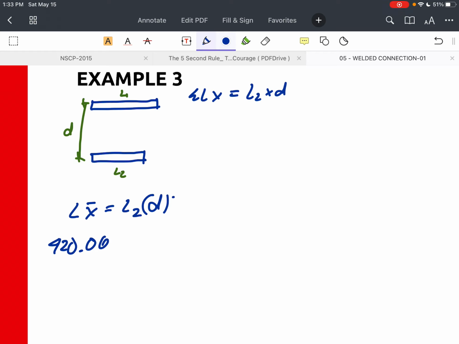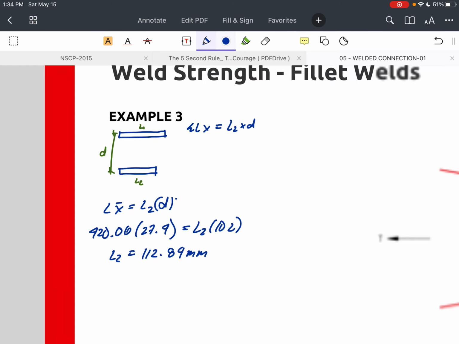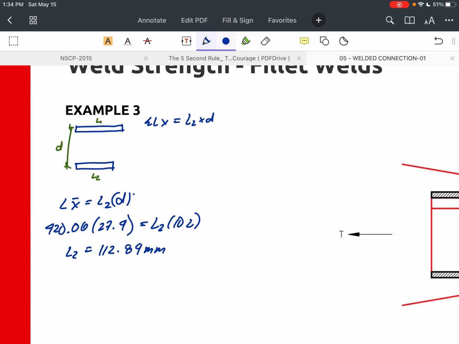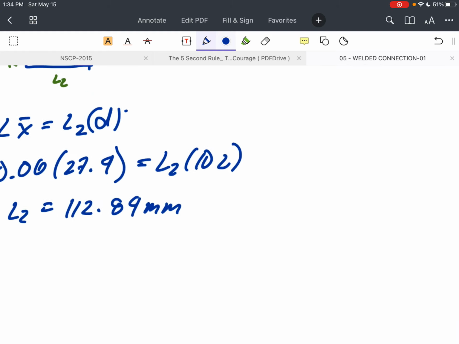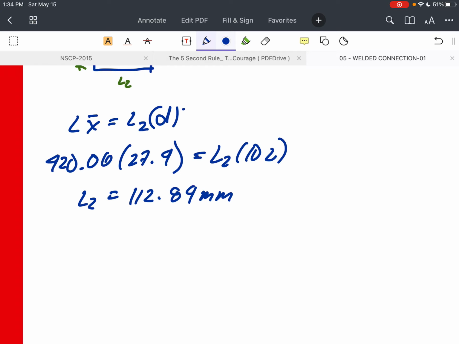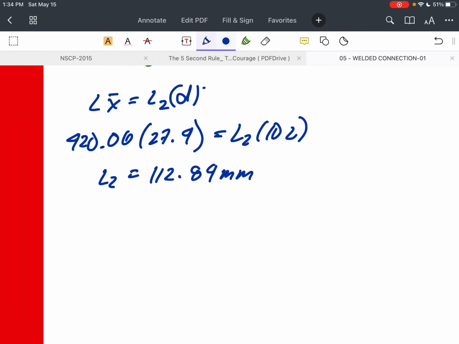And of course, meron tayong value nung X bar natin or yung centroid, di ba? Which is yung 27.4 times L2 times the depth or yung distance ng L2 kay L1. So, we have 102. So, yung magiging ano natin is yung L2, di ba? So, your L2 based from this equation will be 112.84 millimeter. Okay? So, meron na tayong value ng L and total length ng weld natin and yung value for the length 2 or L2.